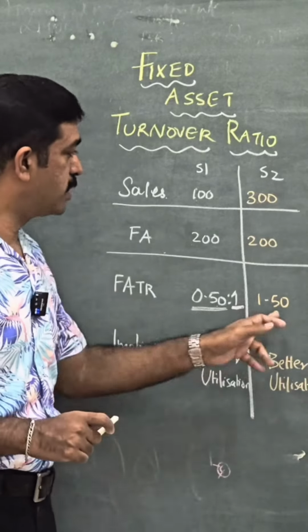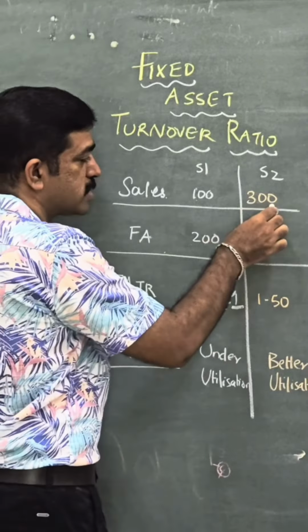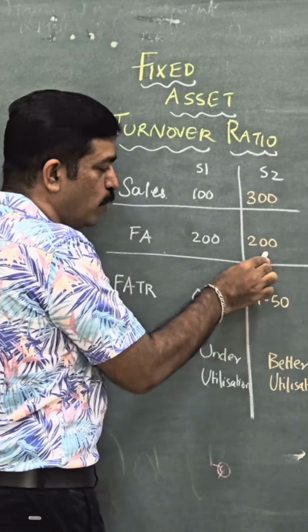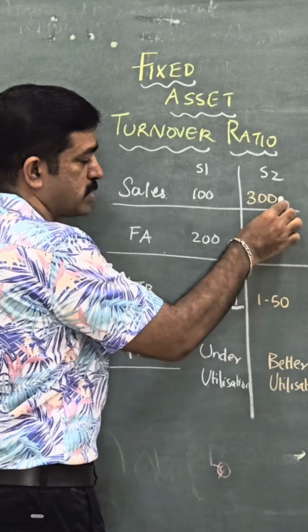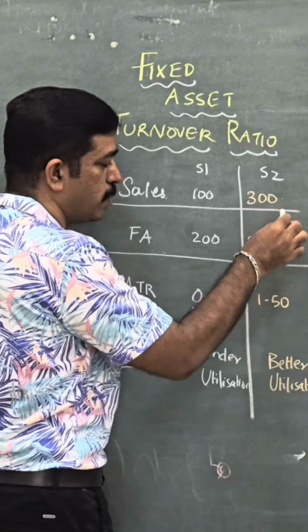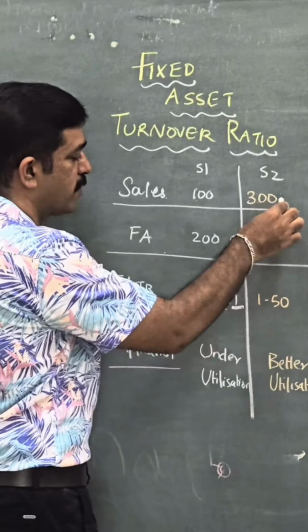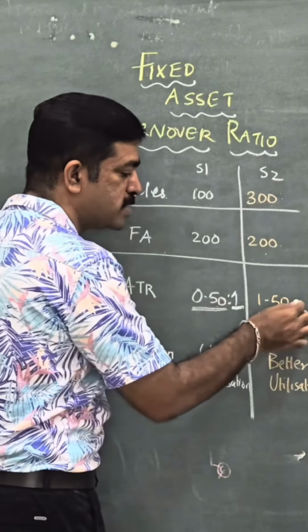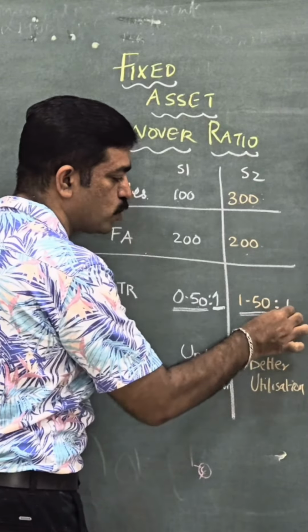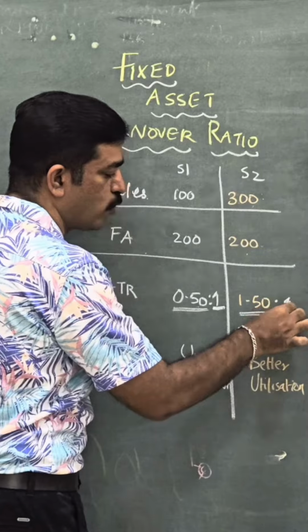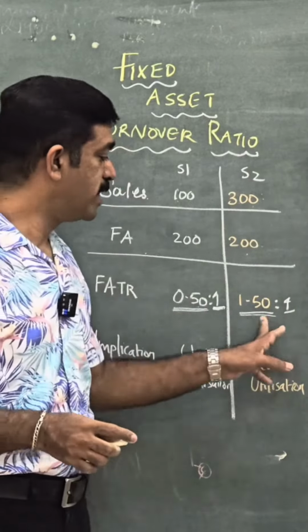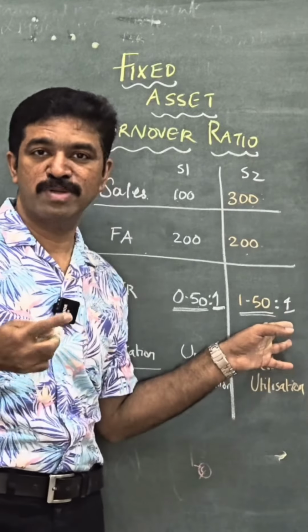So let me give you another scenario, scenario 2, where the sales is 300 crore for fixed assets of 200 crore. So now if you calculate the fixed asset turnover ratio, which is 300 by 200, that is sales divided by fixed assets, you get the ratio as 1.5. It means 1.50 is to 1. So for every 1 rupee fixed asset, they are making a sales of 1 rupee 50 paise. They are making over and above the investment that is made.